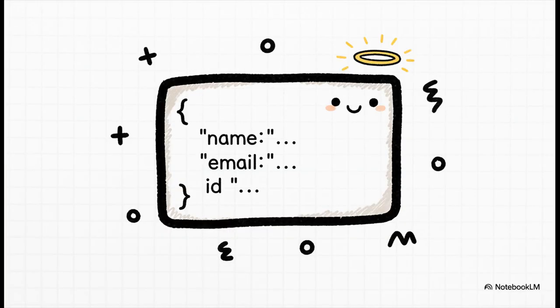So let's paint a picture. You're building an app, right? You need to send some user info over to an LLM. Naturally, you're going to format it in a clean, standard JSON object, just like this one. You've got a name, an email, an ID. It's readable, it's universal. I mean, it's just how things are done. Seems totally harmless, doesn't it?